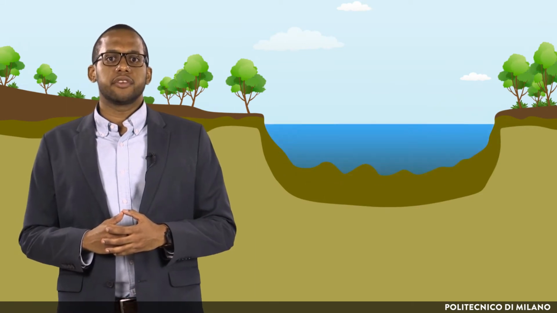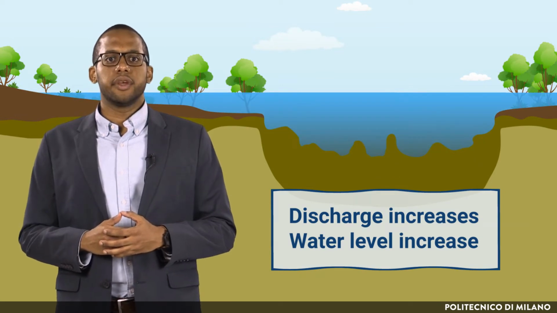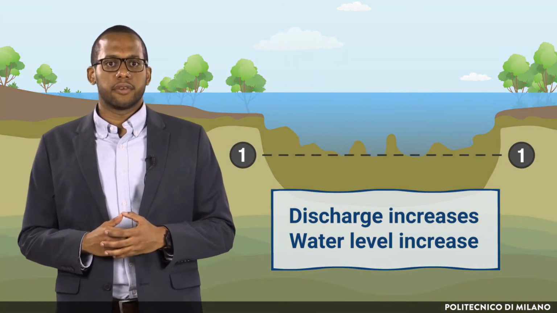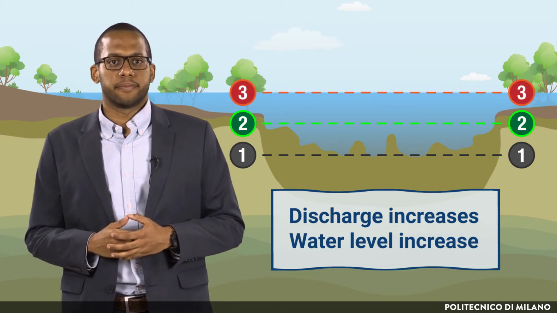The picture shows a cross-section of a natural channel. When the discharge increases in a channel, the water level tends to increase. As hydraulic engineers, we are interested in calculating the elevation of the water because this has a direct influence on the level of exposure of the surrounding environment.